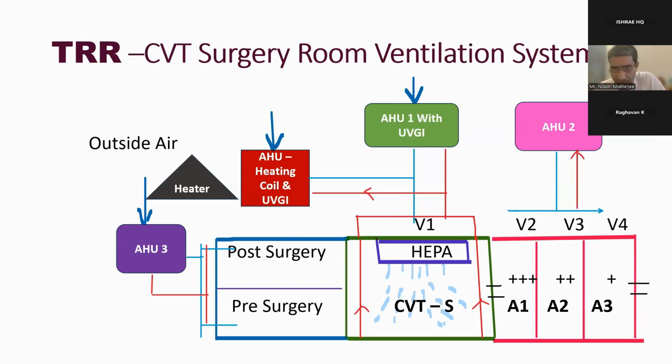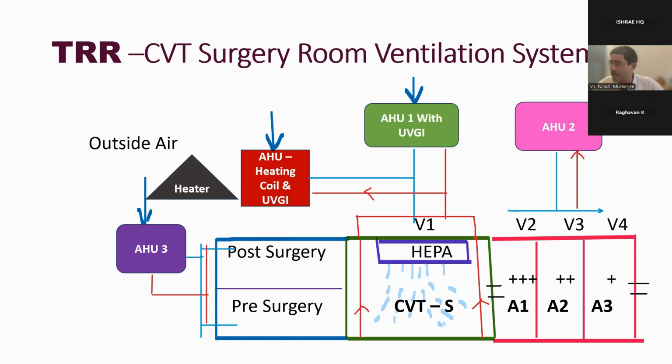One is the variable air box. One is your airlocks, which have their different pressure segments. Then AHU1 and this, they again will remove. So AHU3, which I showed earlier, will be supplying to this post-surgery and pre-surgery.